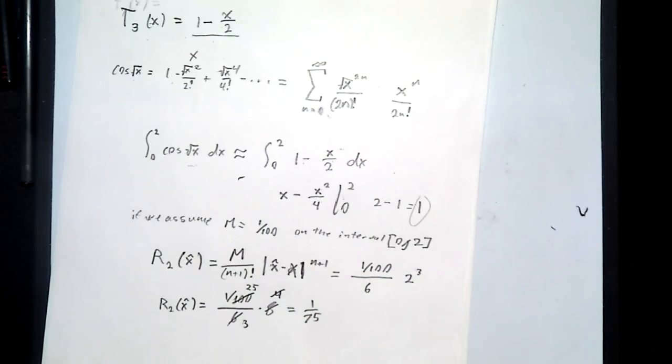So we know that our estimate is going to be within 1 over 75 of the actual answer. You could test this on a calculator if you want to check. Should be relatively similar. So that goes over error bounds, Taylor series.